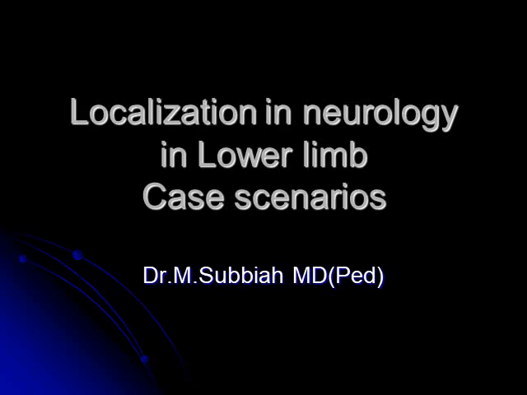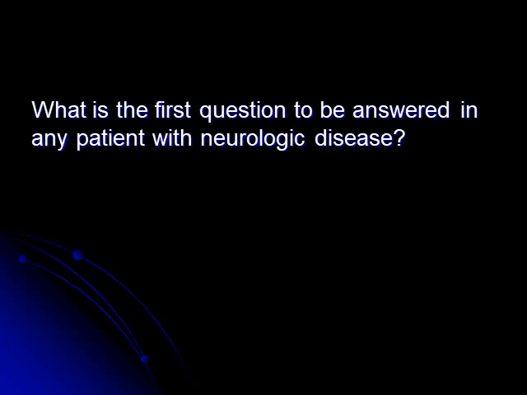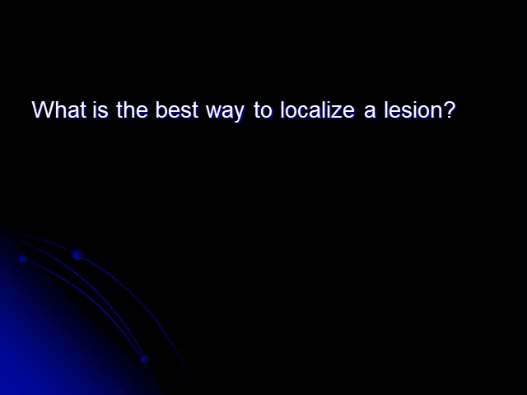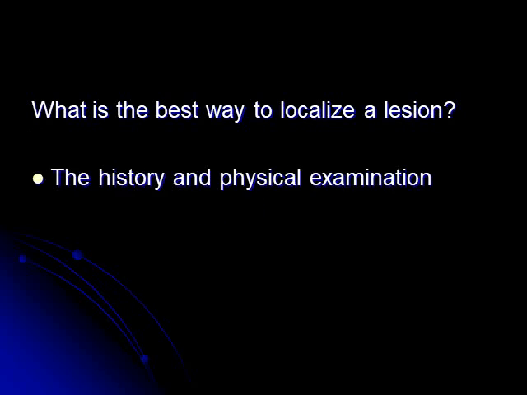Today I am going to discuss localization in neurology in lower limb muscles through case scenarios. What's the first question to be answered in any patient with neurological disease? Where is the lesion? What's the best way to localize a lesion? By taking history and physical examination.